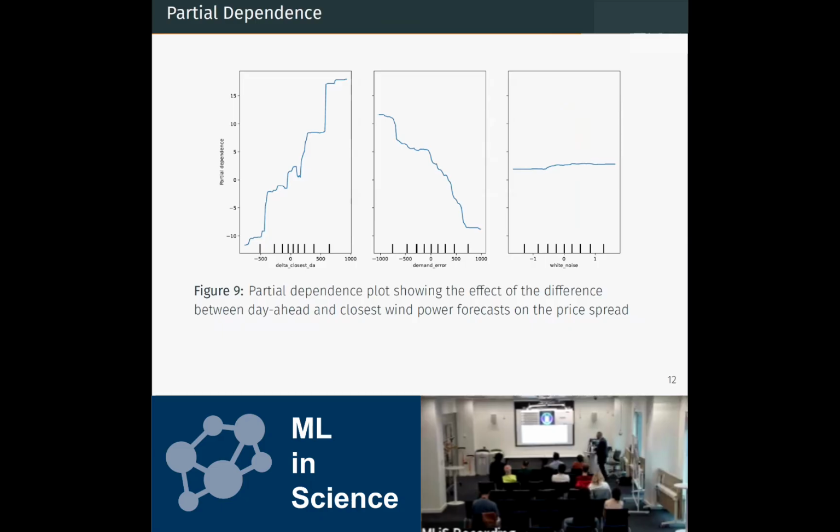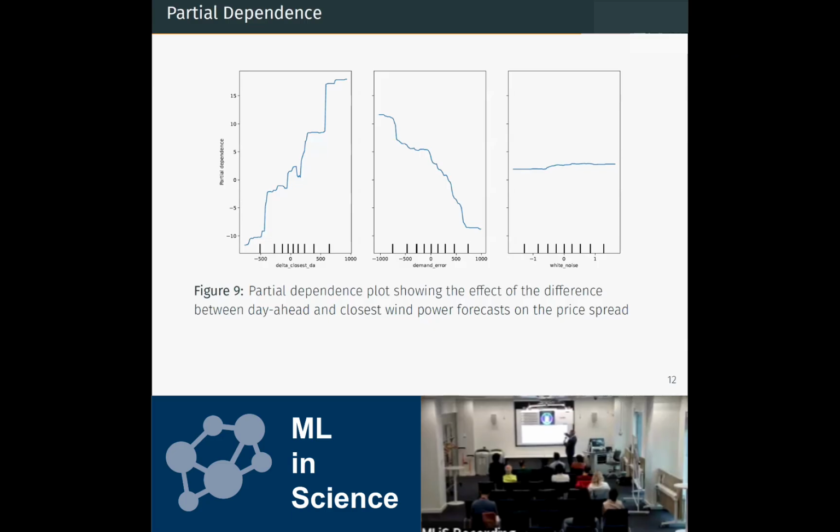So then I fit a random forest model, a very simple random forest model, with the price spread, of course, as a target. And as predictors, I have this update on the wind power forecast, the demand error, and I included a feature with white noise in my model. And I extracted the partial dependence for each feature in order to see what is going on with these features. Do we have a case here with the wind power forecast or not?